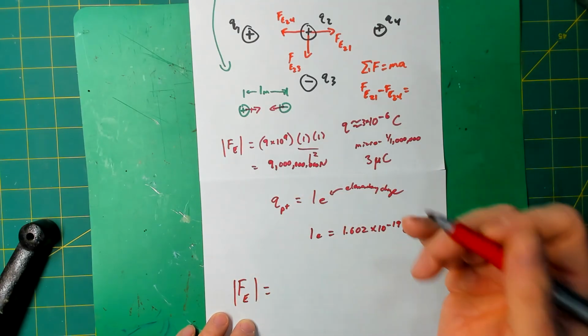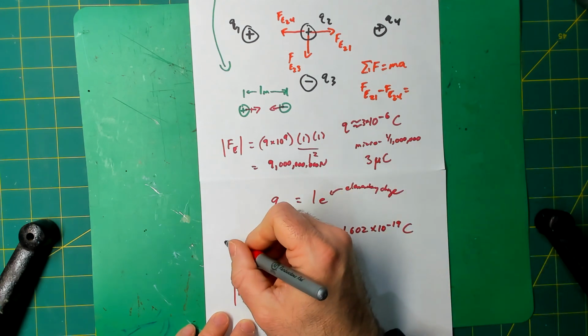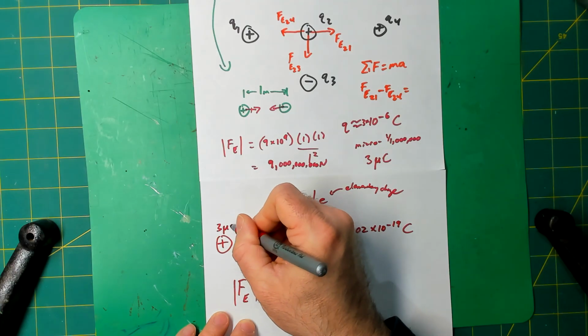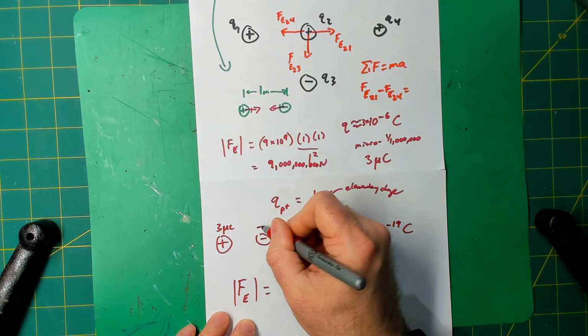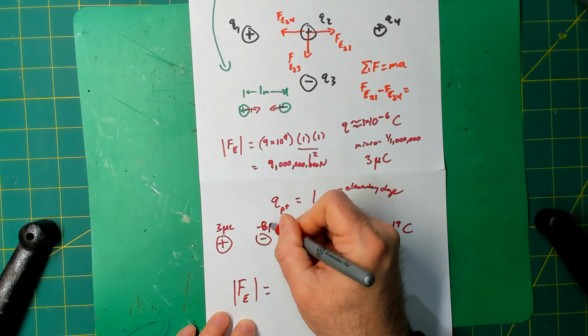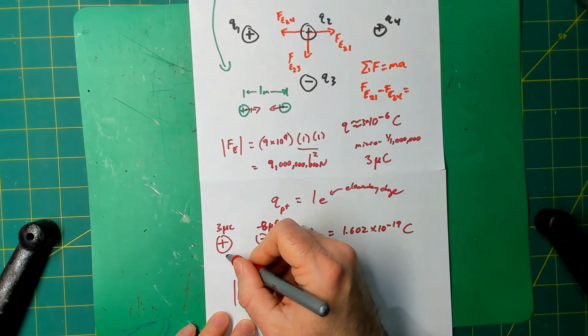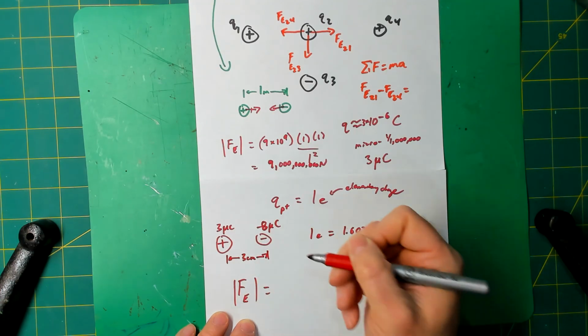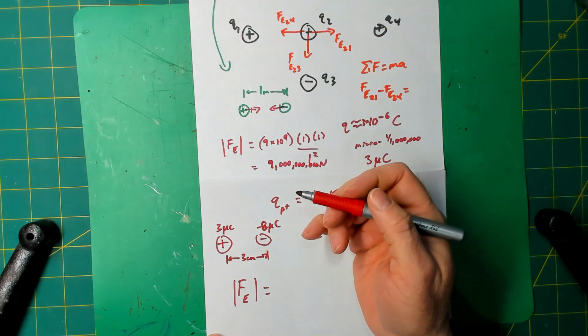Let's do one real quick. Maybe I have a charge here that's 3 microcoulombs and a charge here that's negative 3 microcoulombs. I'm sorry, let's make it negative 8 microcoulombs. And we'll say they're separated by, I don't know, 3 centimeters, right? And I want to find the electrical force between them.